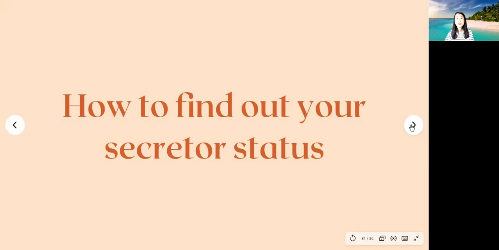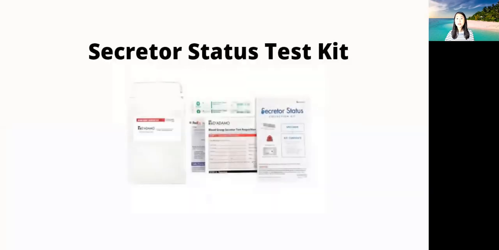So how do you find out your secretor status? Well, Dr. Diadamo has done blood testing for secretor, non-secretor status for years. Through an arrangement he made with the lab, you can order an at-home genomic test kit to determine your secretor status. It's a simple saliva swab test that needs to be returned to the lab, and you'll get your result online after a few weeks.